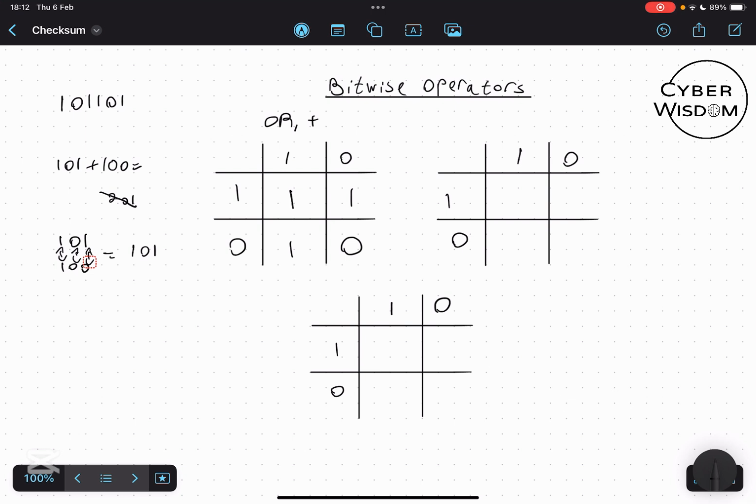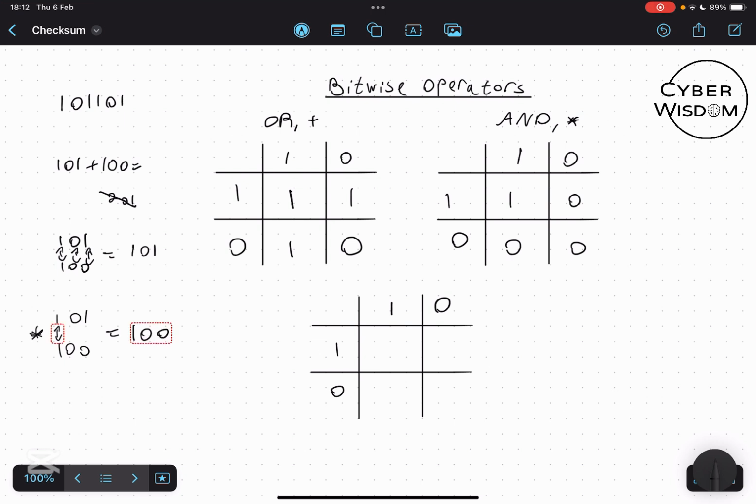Let's take a look at the next one, which is AND, which is like multiplication. AND also compares digit to digit, so we have 1, 0, 1 and 1, 0, 0. AND is saying, only two ones give me 1. So 1 and 1 gives 1, 1 and 0 gives 0, 0 and 0 gives 0.